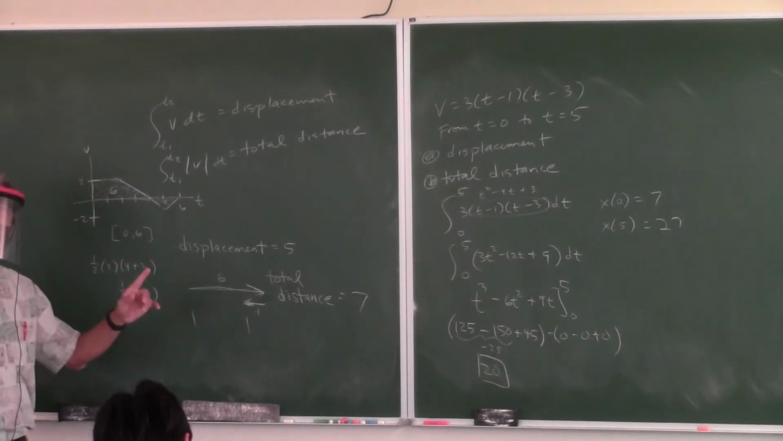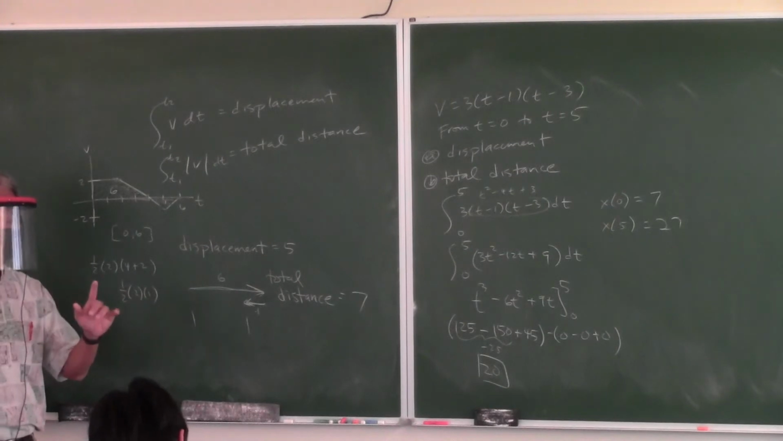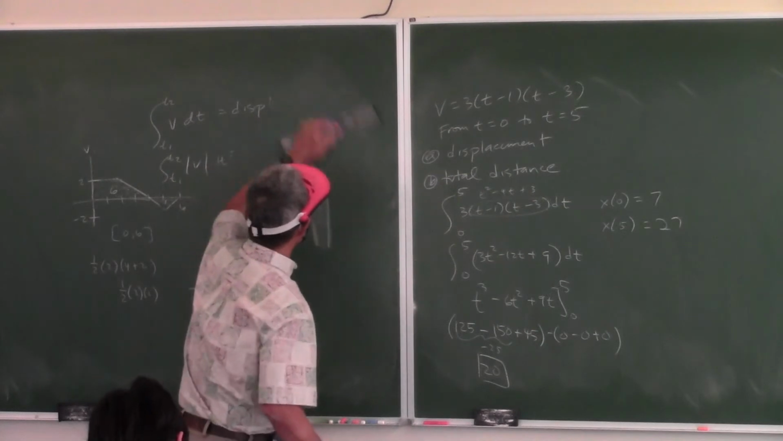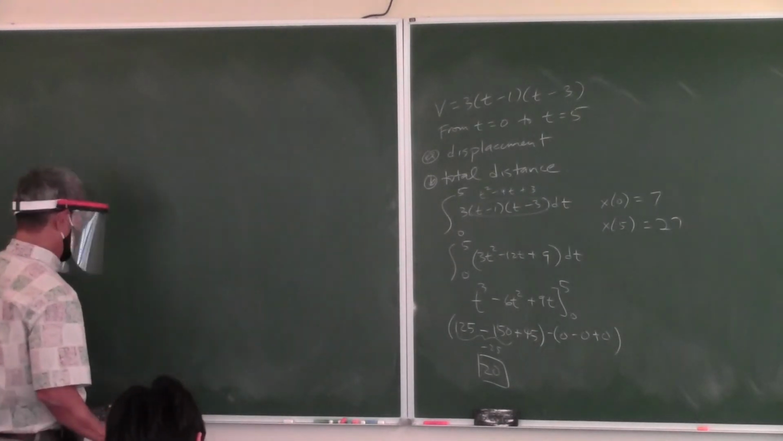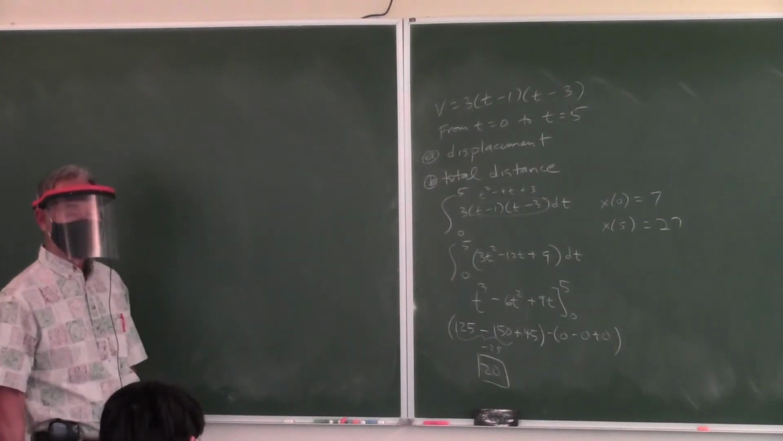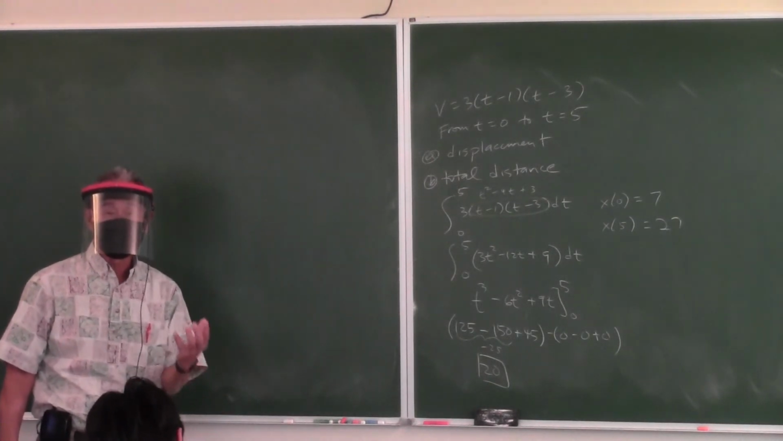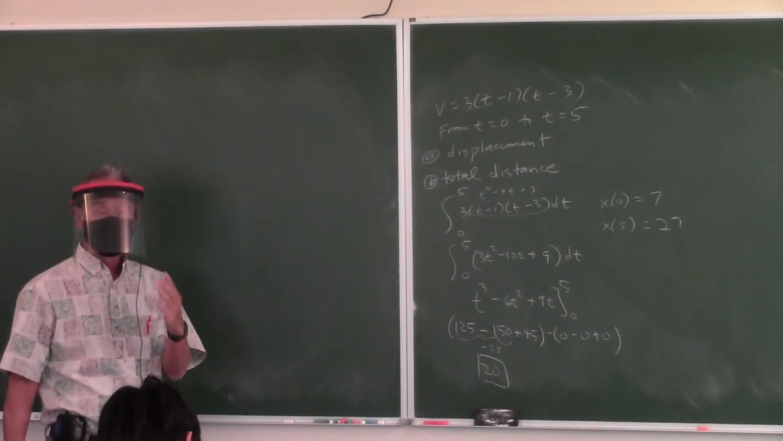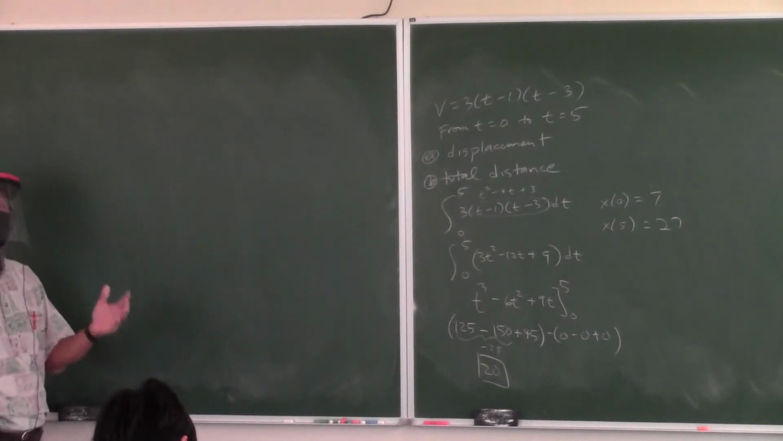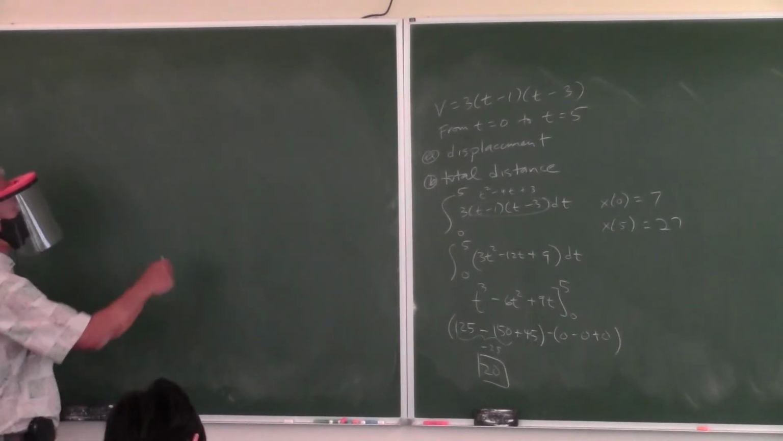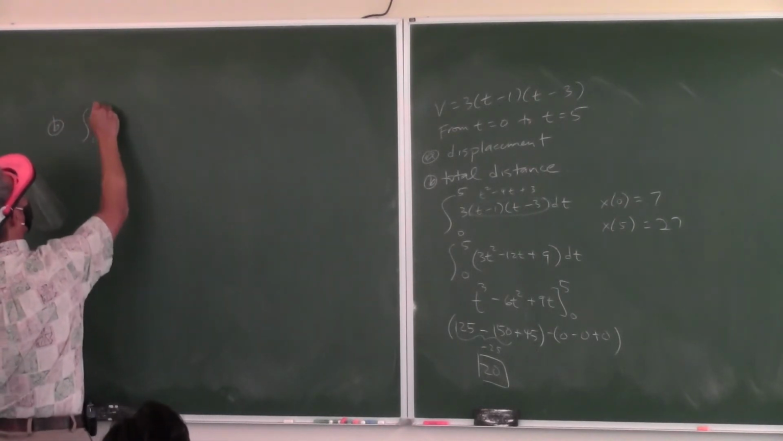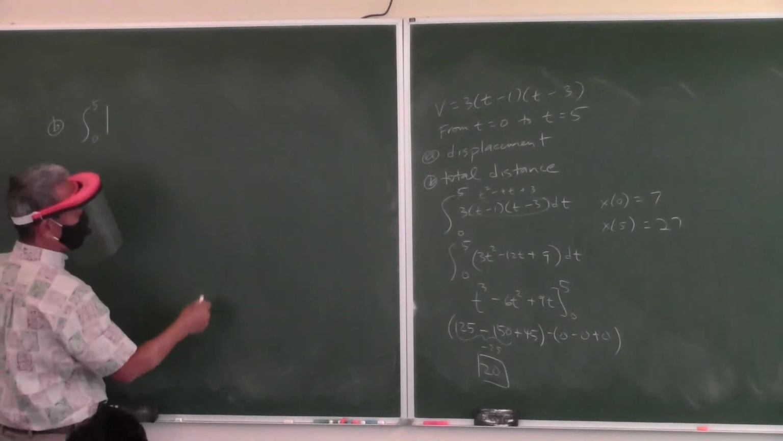Okay, now total distance traveled is actually much tougher because we have to deal with the absolute value. We're going to need some space here. So what do we know about absolute value? No, you have to think piecewise function. If the inside is positive, you leave it alone. If the inside is negative, you negate it. That's how absolute value works. So to find the total distance traveled, we have to integrate from 0 to 5 the absolute value of the velocity.